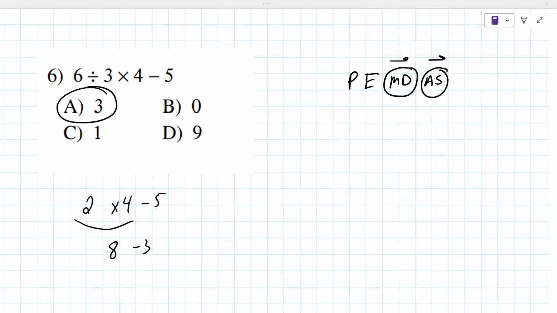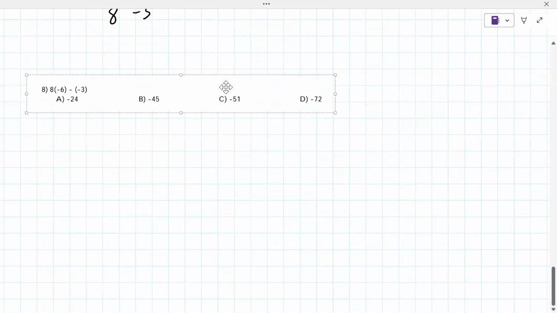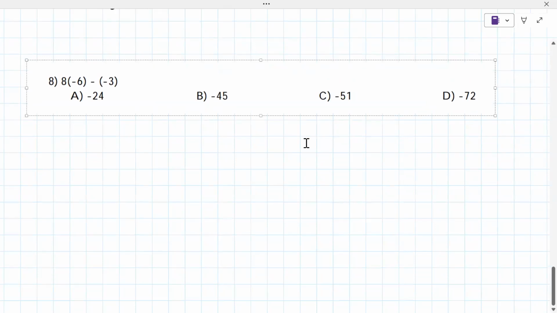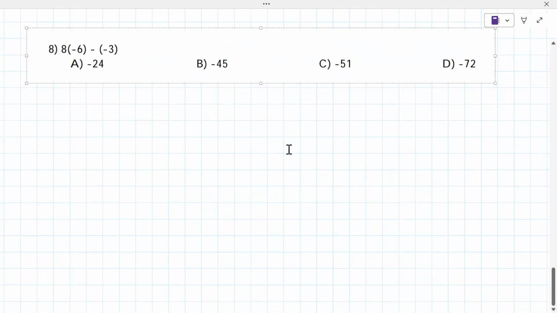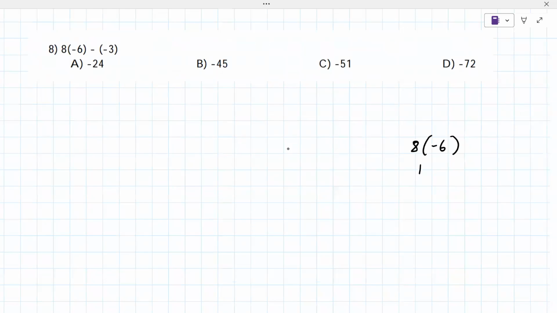Let me put another one in front of you here. The numbers are going to get a little bit larger. I prefer you to try it without a calculator, but that's up to you. When numbers are squeezed together, like this 8 parentheses negative 6, there's an implied multiplication there. And when you see a double negative, even when it's inside parentheses, this double negative, as you know, probably becomes a positive like that. So hopefully that's a nice hint there to get going on that one.